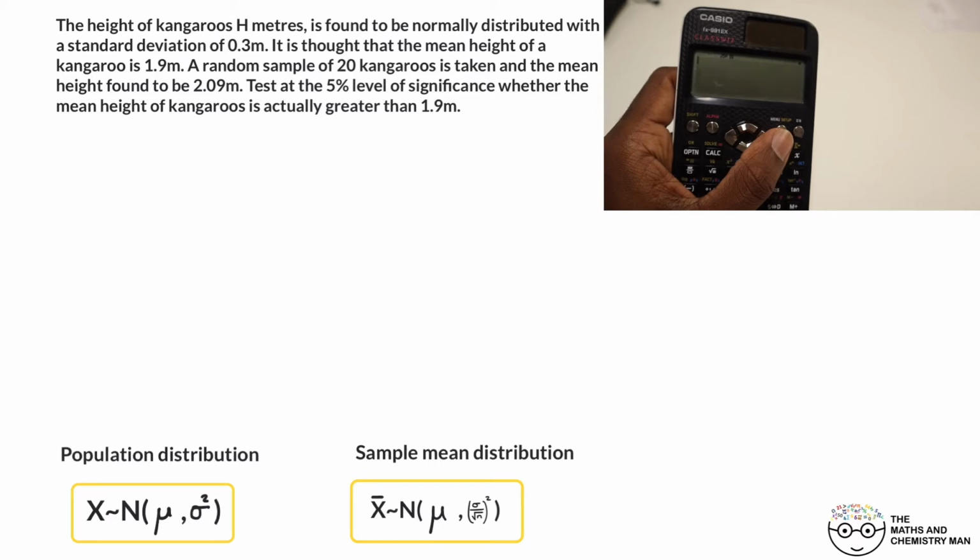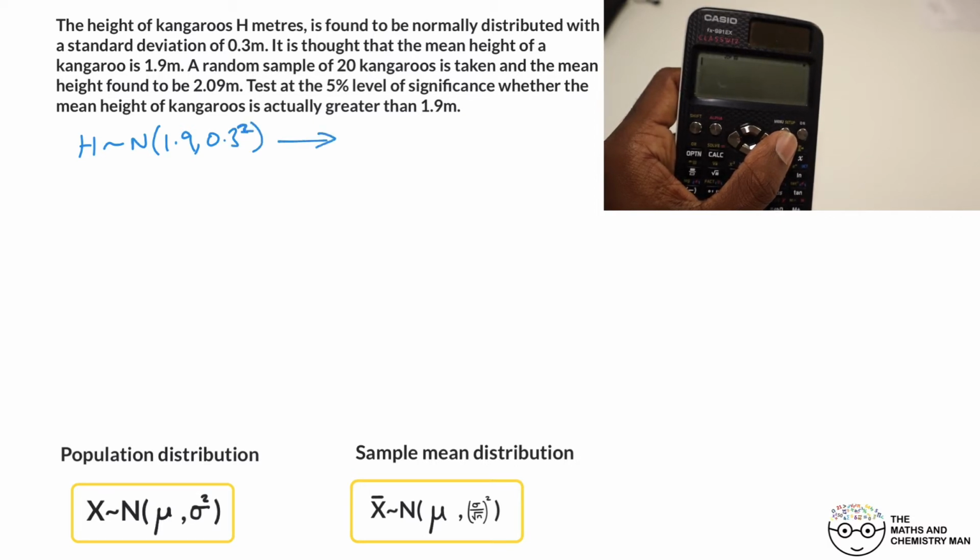So we'll say here that the height of the kangaroos is normally distributed with a mean of 1.9 and a standard deviation of 0.3. However, now what we need to do is turn that into a distribution here for our sample mean. And so we'll say h bar is normally distributed with the same mean 1.9. However, we've got to change our standard deviation here.